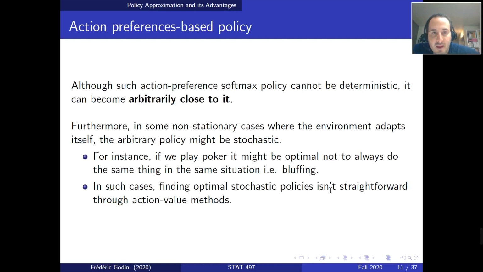As we mentioned earlier, when we use such an action preference softmax policy, the policy cannot be deterministic, but it can become arbitrarily close to it. The probabilities of selecting the various actions cannot be exactly 1, but they can be as close to 1 as we want. So although we don't have the optimal deterministic policy at any point in time, we might converge asymptotically to it.